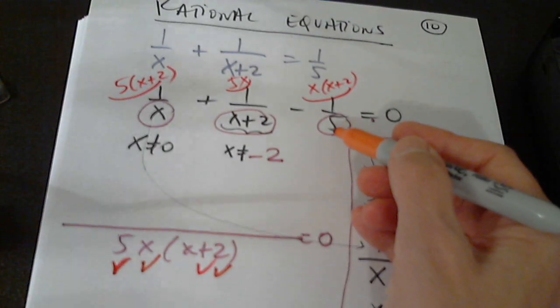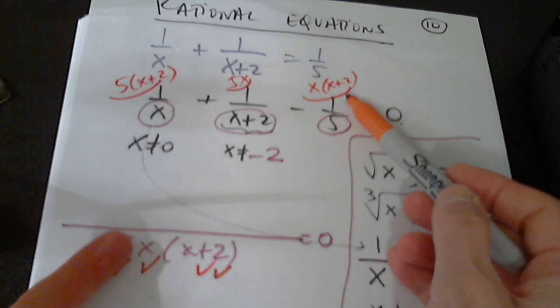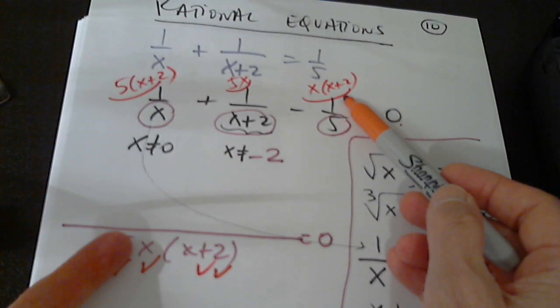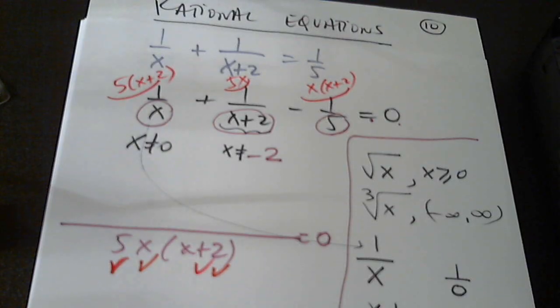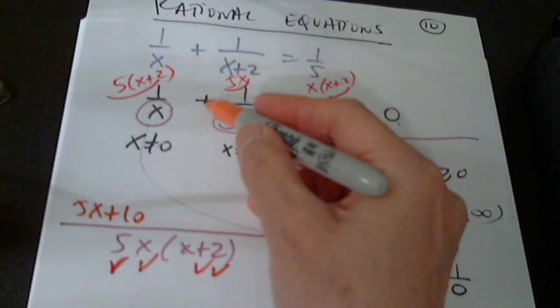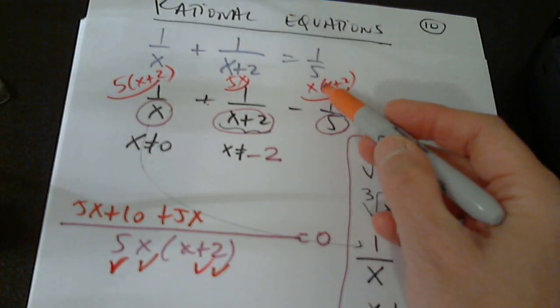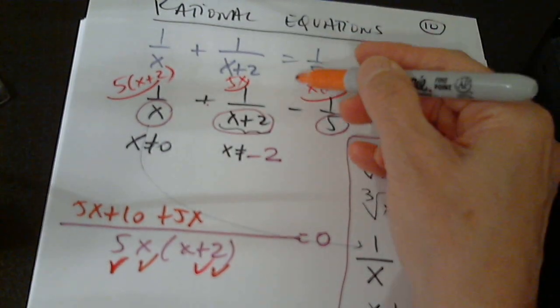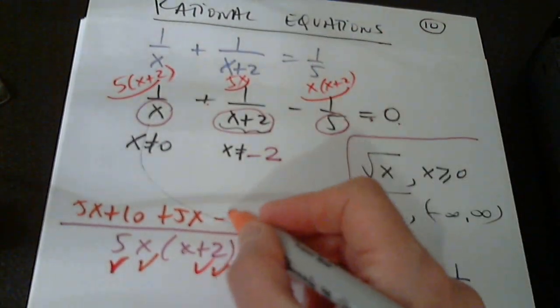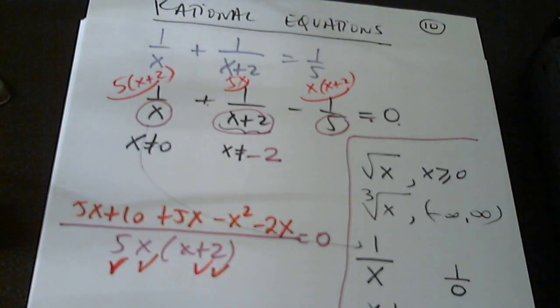Finally, for 5, what do I have? I have 5. So I multiplied 5 by the other 2 factors. I have to do the same thing to the top. It's the first problem. These are not easy situations. Rational equations are not easy. So now I distribute 5x plus 10 plus 5x. And minus 1 times x plus 2. I distribute x squared with minus in front and 2x with minus in front.